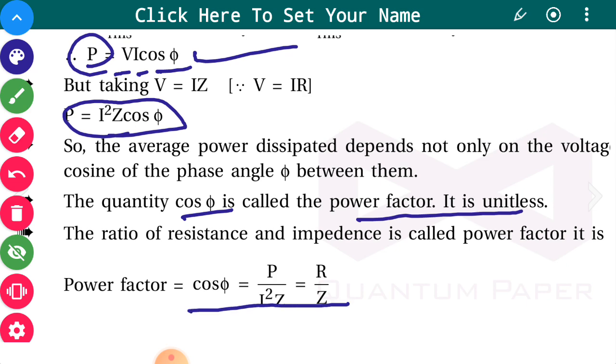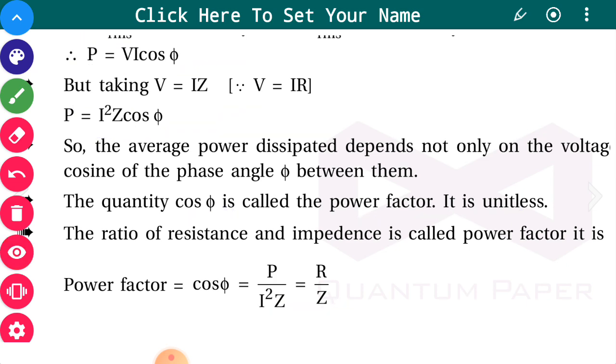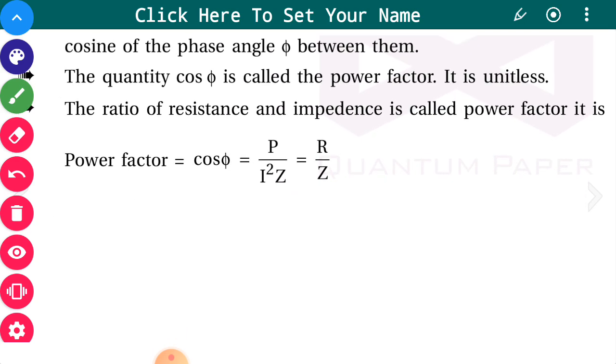Okay, cos phi is given by, you can just make cos phi the subject of the formula, so it becomes R upon Z, or it is R upon Z. Okay, this way you can write.